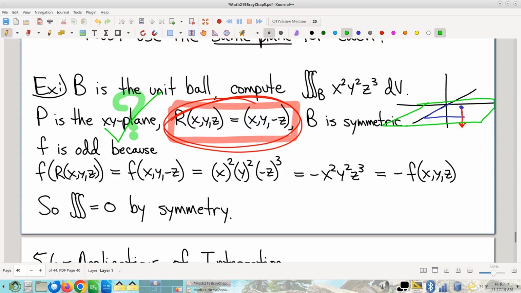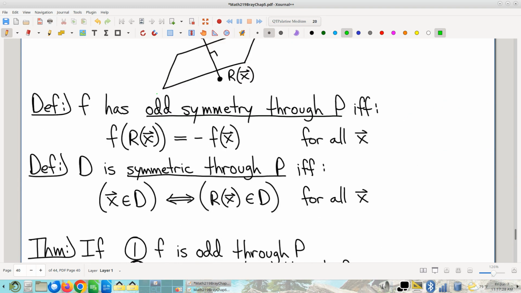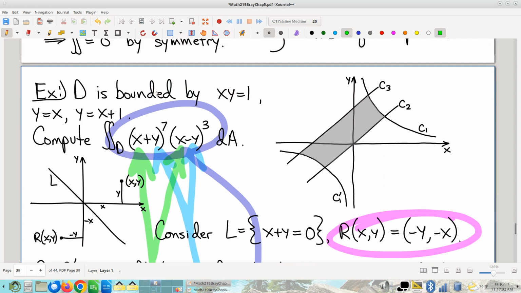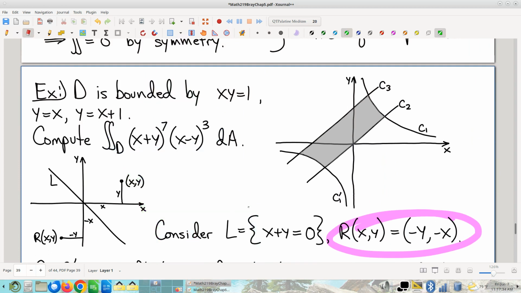So sometimes the motivation for how you decide what line or plane to choose comes from the integrand, as you see in this case. Sometimes the motivation for what line or plane to use comes from looking at the domain, right? In this case, we looked at the domain and we're like, okay, well, clearly that's got to be my line or plane of symmetry, line in this case.